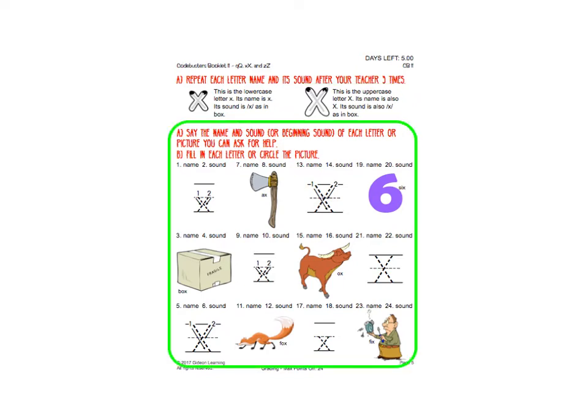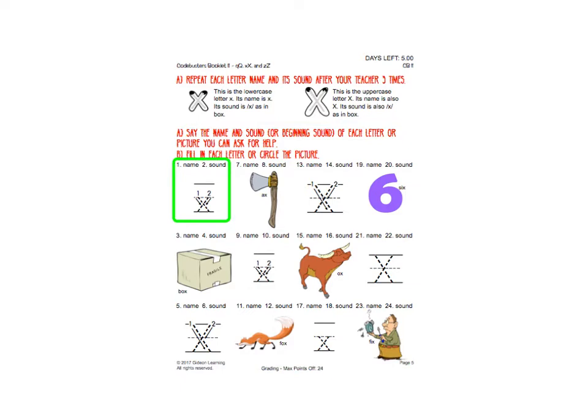Now, let's say the name and sound or ending sound of each letter or picture. You may ask for help during class if you can't remember what these pictures are. Then fill in each letter or circle the picture. This is the letter X. The sound it makes is X. And then you can write your lowercase letter X. This is a picture of box. The ending sound is X. And then you can circle it.